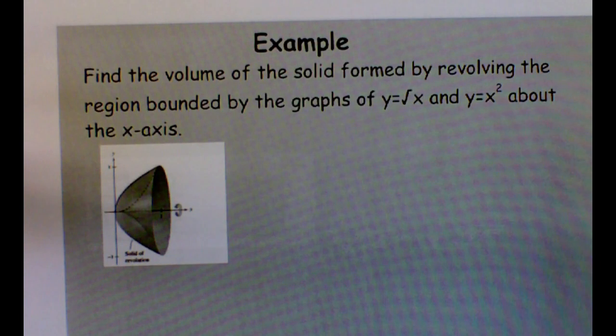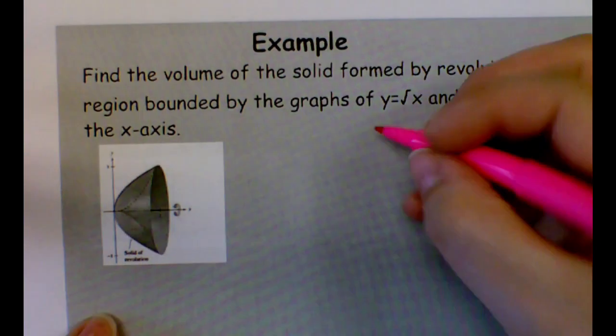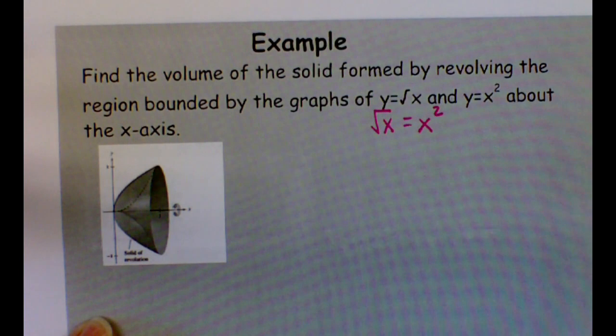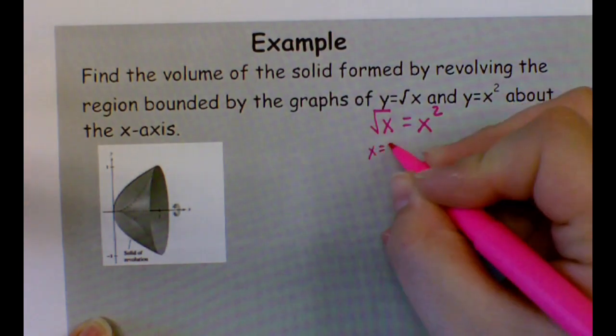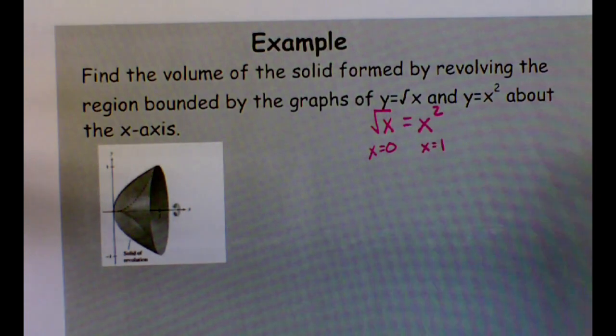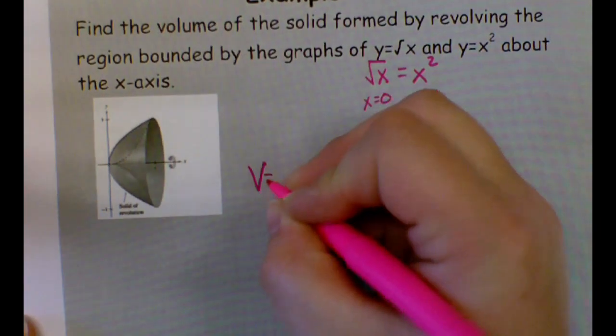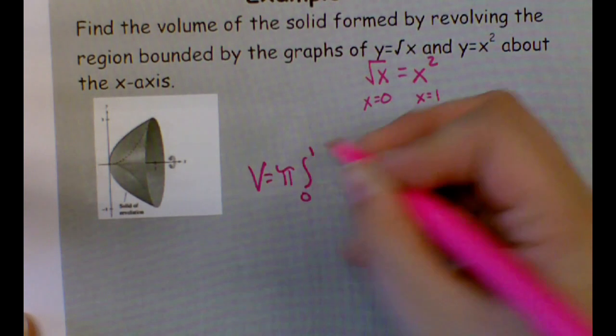So let's try one. We're going to find the volume of the solid formed by revolving the region bounded by these two graphs about the x-axis. So we've already got a picture here. The first thing, though, is to figure out the bounds. I want to know, when does the square root of x equal x squared? Well, when x is 0 and when x is 1. No really simple way about that besides to use our logic here. So we're going from 0 to 1. So volume equals pi times the integral from 0 to 1.